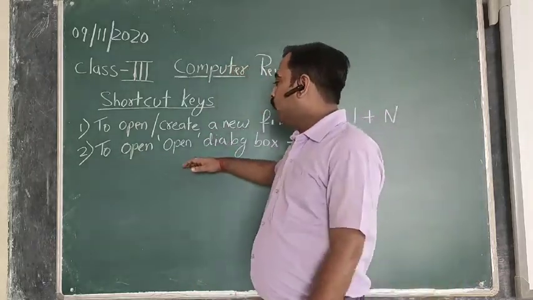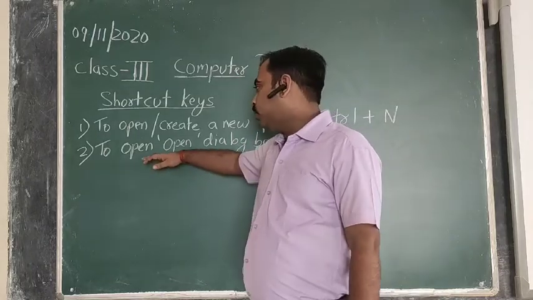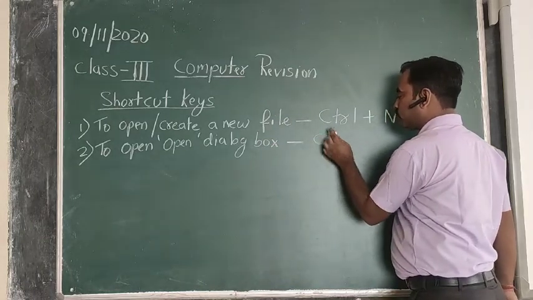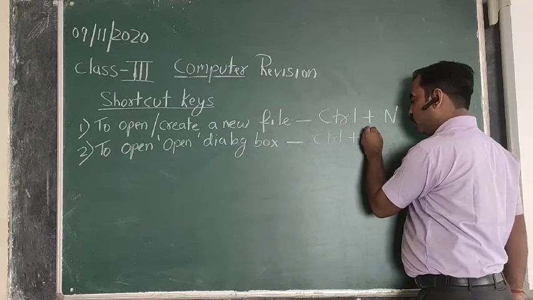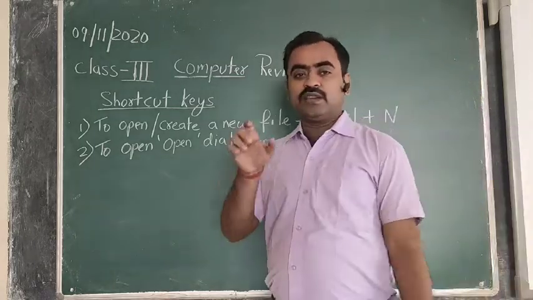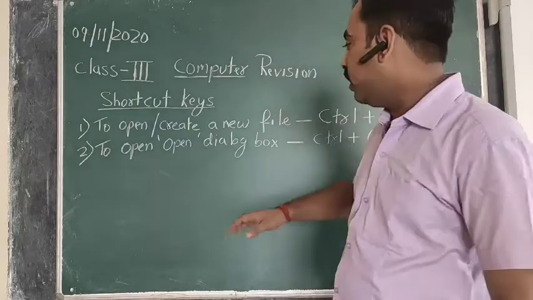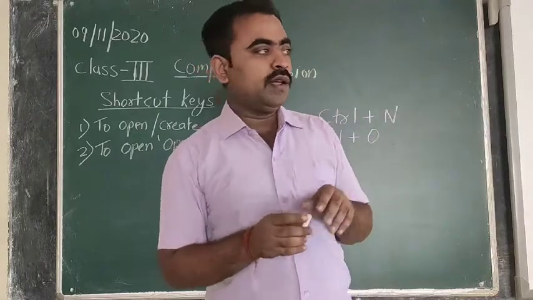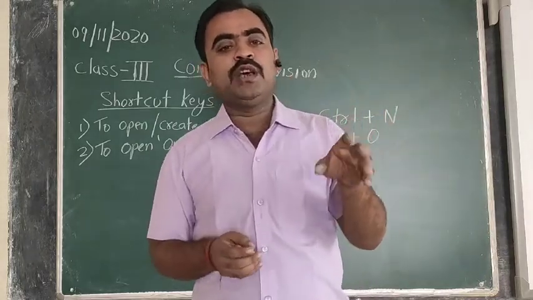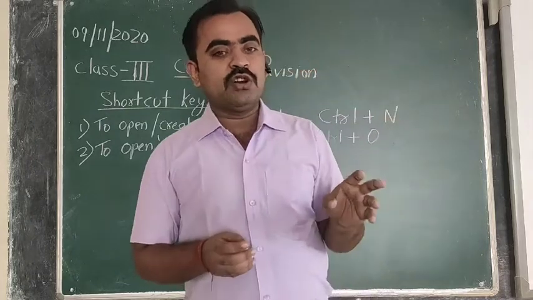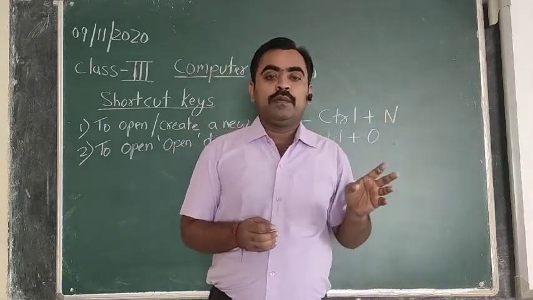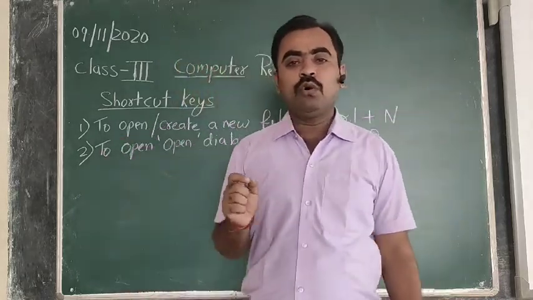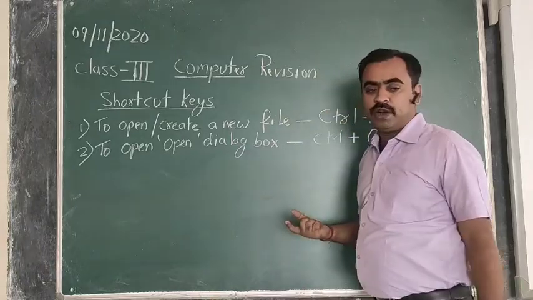To make this task easier, you can use the shortcut key Ctrl plus O. As soon as you press the Ctrl plus O shortcut key, an Open dialog box will appear on your screen, and from there you can immediately select the location where you saved the file, then click on the file icon which you want to open, and your file will be opened for you.